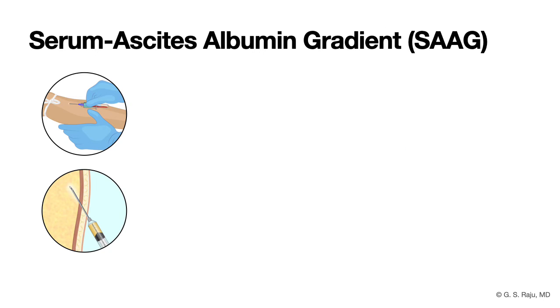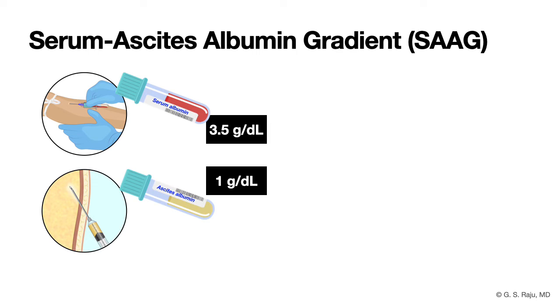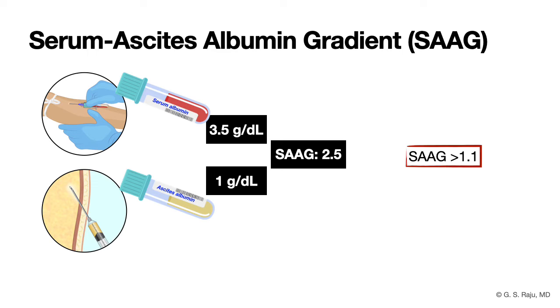So let us take another example. Here is the serum albumin of 3.5, ascitic fluid albumin of 1 gram, and the difference is 2.5. The serum ascites albumin gradient is 2.5. High gradient above 1.1 indicates portal hypertension. So the first step in ascites evaluation is calculation of the serum ascites albumin gradient.